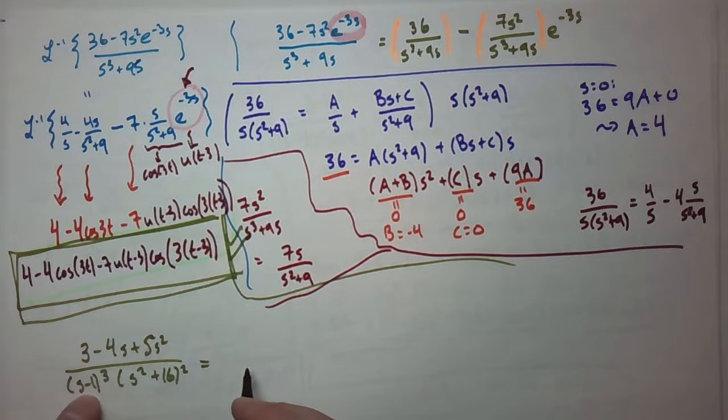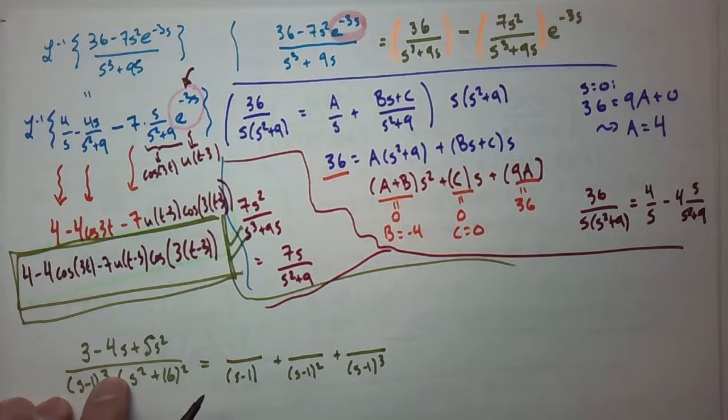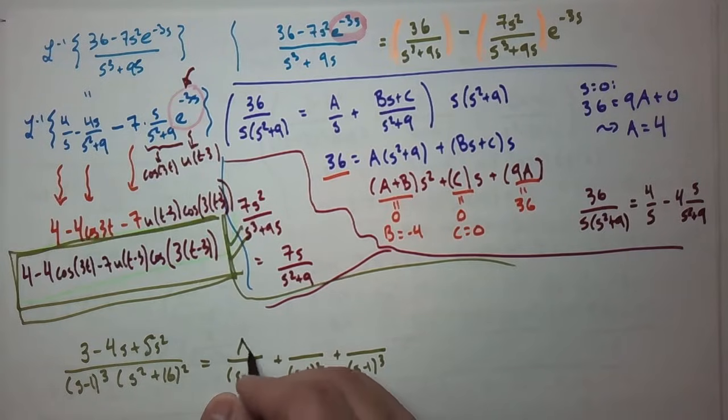Well, let's start with the s minus 1s. How many terms will we have for the s minus 1? The answer is we'll have 3 of them. There will be an s minus 1. There will be an s minus 1 squared. And there will be an s minus 1 cubed. All right? So if you see something to a power, you're going to work your way up. What goes upstairs over the s minus 1? A. What goes over the s minus 1 squared?